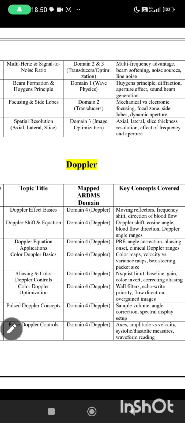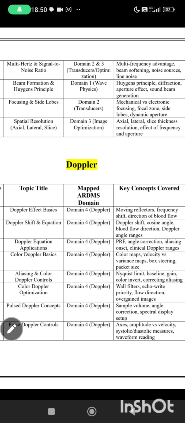You will decrease the depth. When I increase the depth, there will be low pulse repetition frequency. Pulses will take more time to go and come back. And low PRF is a cause of aliasing. I want high PRF to reduce aliasing. So what do I do? Decrease the depth. Because in superficial structures, PRF becomes high. So when PRF becomes high, aliasing is reduced.